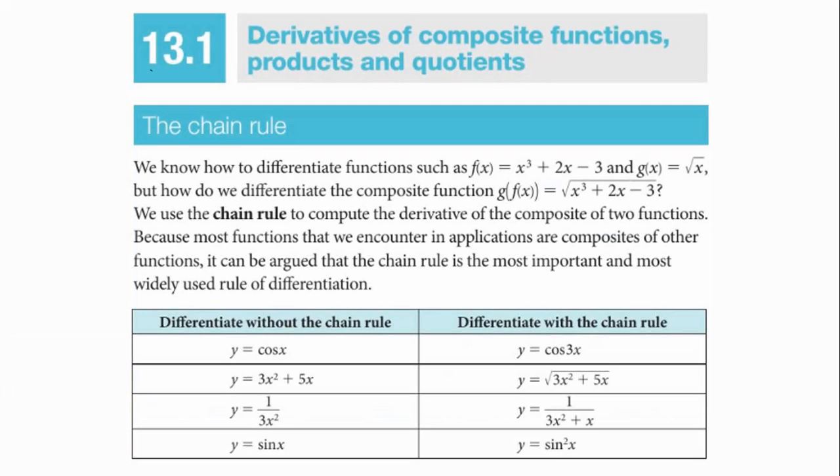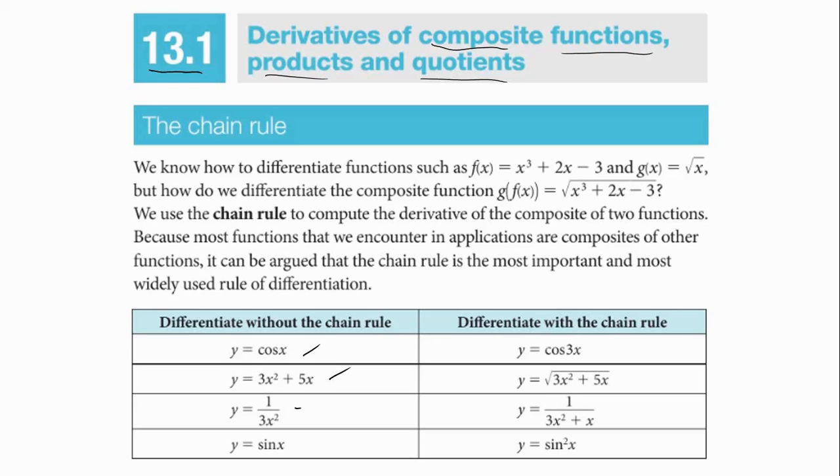Okay, so we start with section 13.1, derivatives of composite functions, products, and quotients. So, when do we apply the so-called chain rule? Now, if you look at this table that I have here, on the left-hand side, you can see different cases where we can differentiate directly. So, for example, we know that the derivative of cosine is negative sine. We know that this next function is simply a polynomial where we use the power rule.